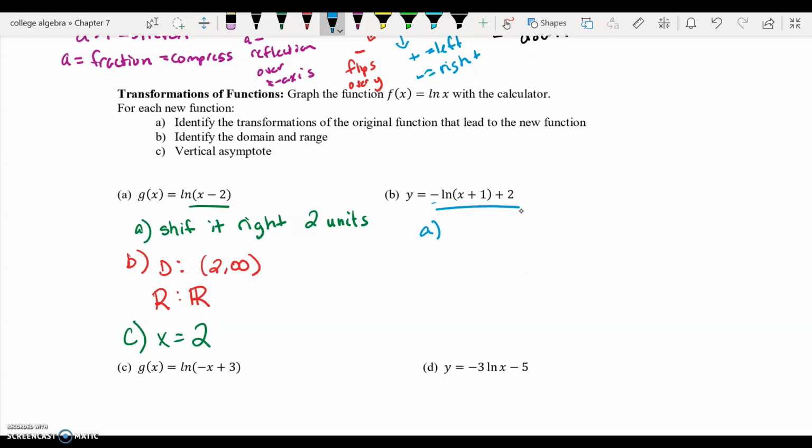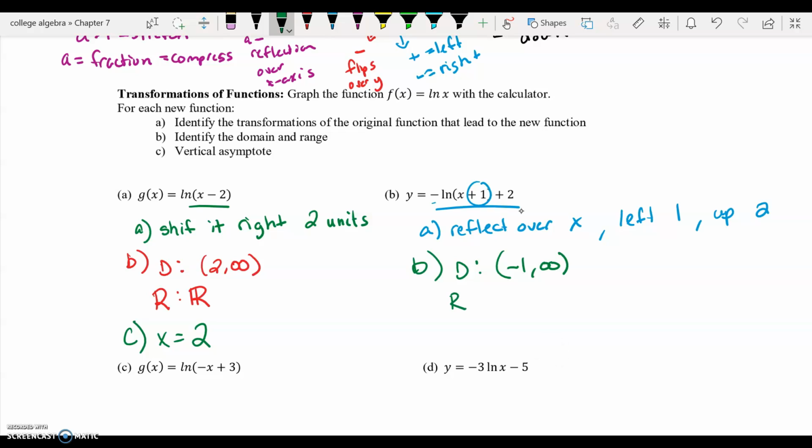So now let's do the next one. There's a negative out front, so that's a reflection over x. This tells me I'm going left 1, and this tells me I'm going up 2. Again, guys, the only thing that affects the domain is if you move it left or right. So now I moved it left, so that means I'm going to go to -1 to infinity. My range does not change. My asymptote is based off the domain, so it's going to be x equals -1.